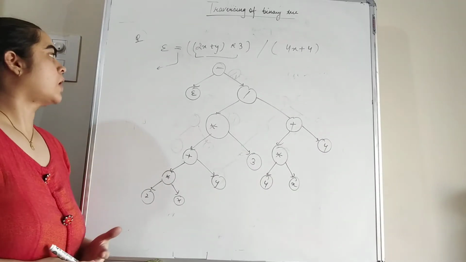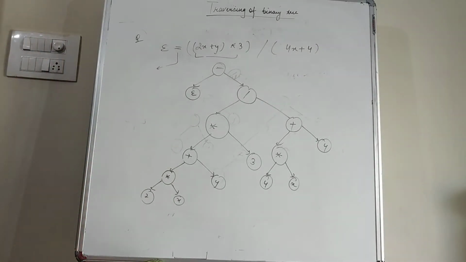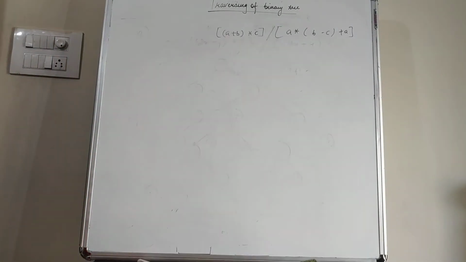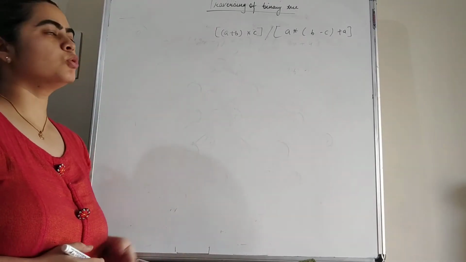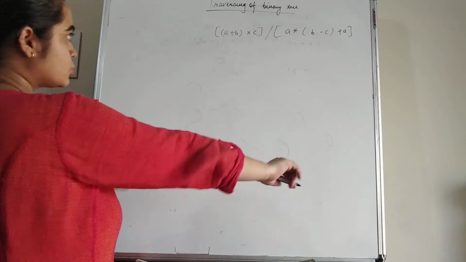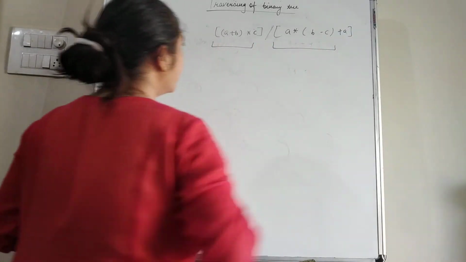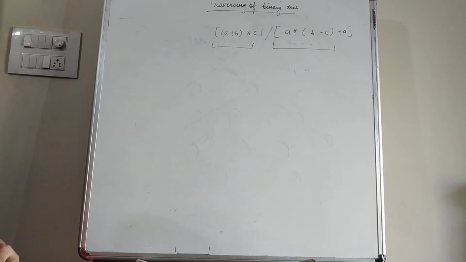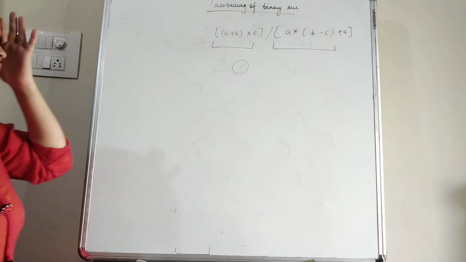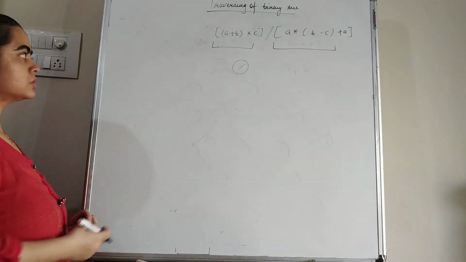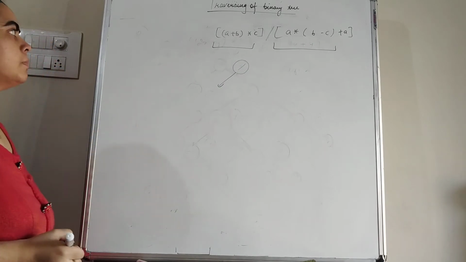So again I will take one more example. Next example is a plus b into c divided by a into b minus c plus a. See students, in this expression this is the left subtree and this is the right subtree, and in between there is the symbol of division. So initially the root node contains the data element, that is the division symbol, and on the left side we have a plus b into c.